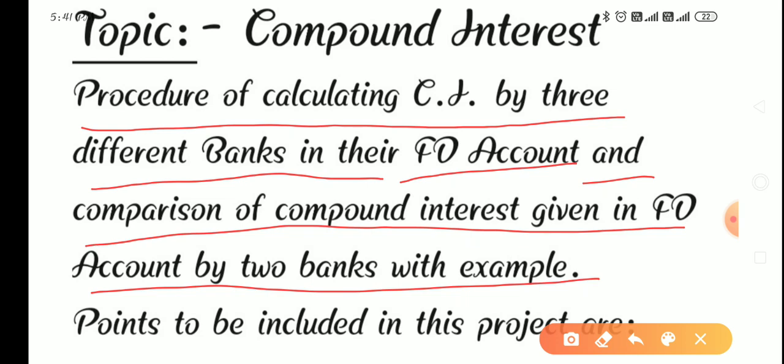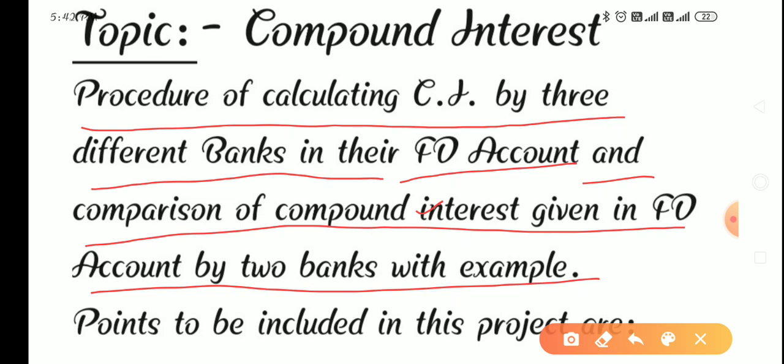Any 3 banks you can select. You can go to Punjab National Bank, SBI State Bank of India, BOI Bank of India, or HDFC Bank, no matter. In any 3 different banks, you can see what is the procedure of calculating compound interest in the FD account.